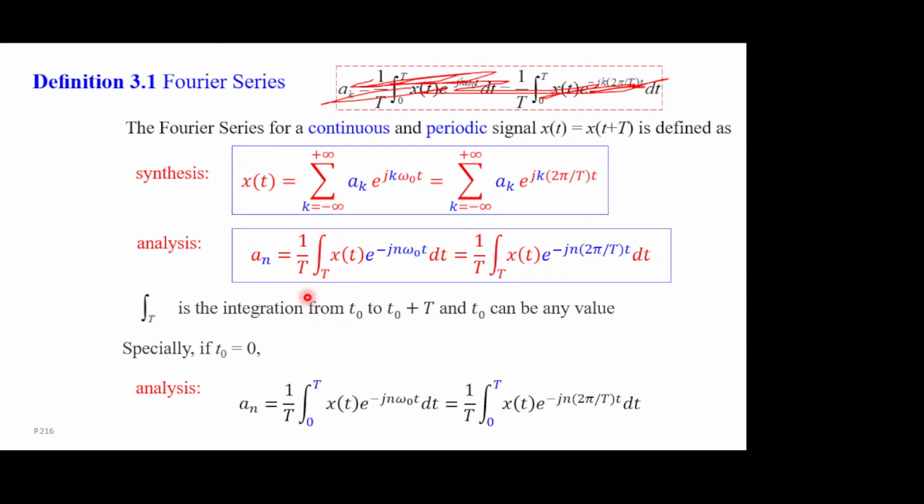So we express that with this form of integration over big T. It means you are starting from whatever small t naught to small t naught plus big T. But anyway, a very good choice of t naught a lot of the time is t naught equals 0, and you are back to the thing that we had. So integration from 0 to big T.